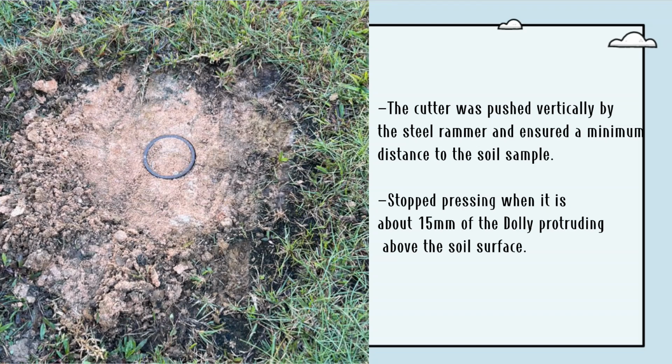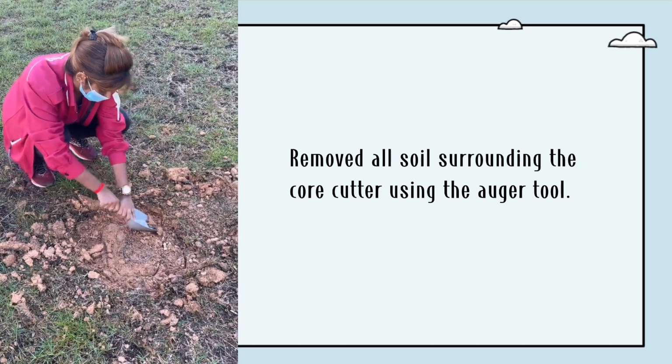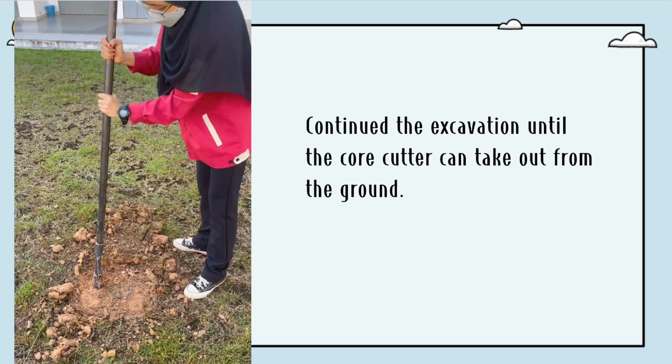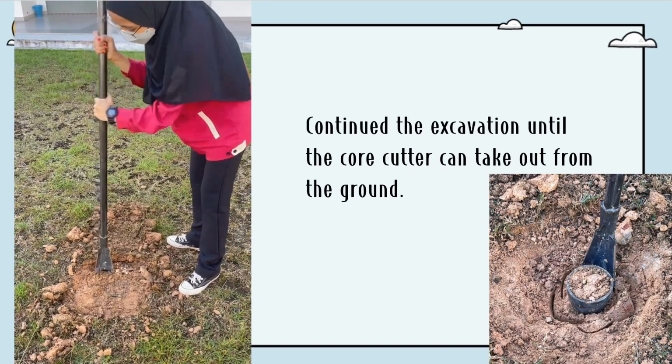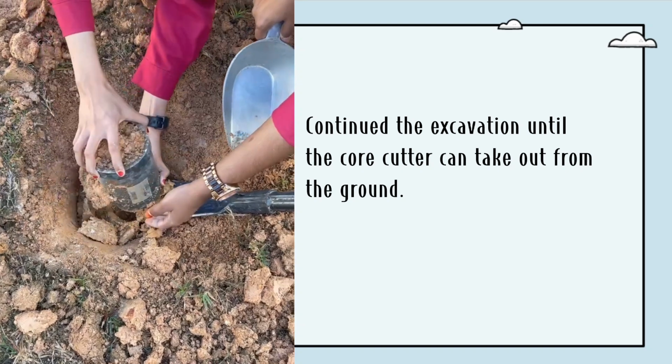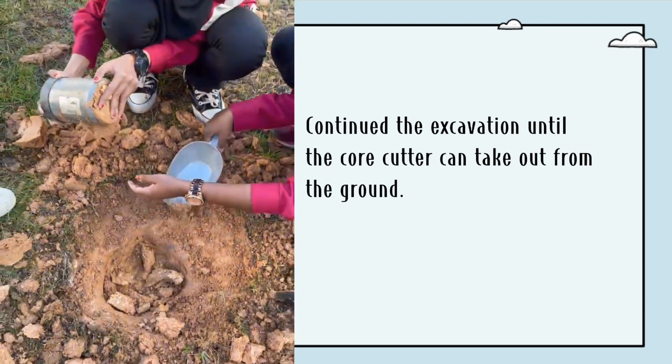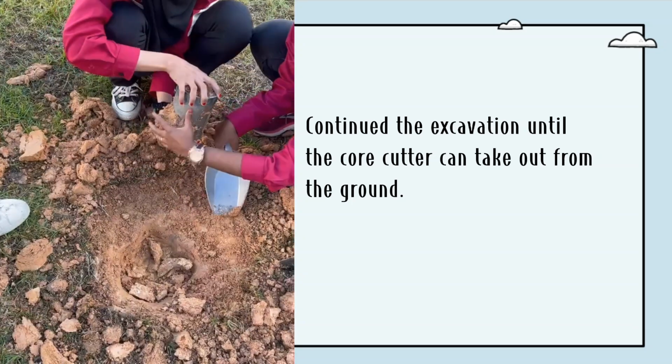Stop pressing when it is about 15 mm of the dolly protruding above the soil surface. Remove all soil surrounding the core cutter using the auger tool. Continue the excavation until the core cutter can take out from the ground.